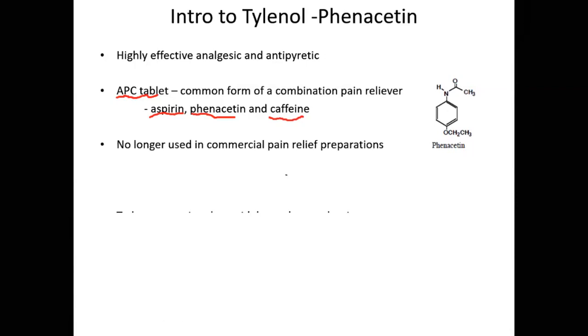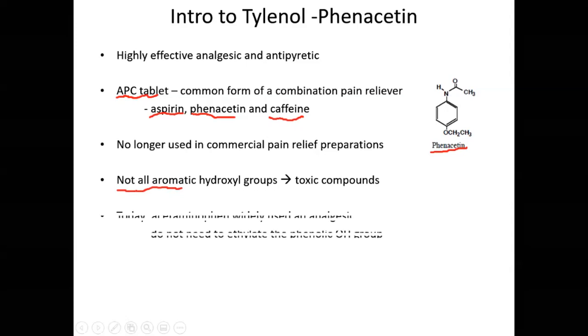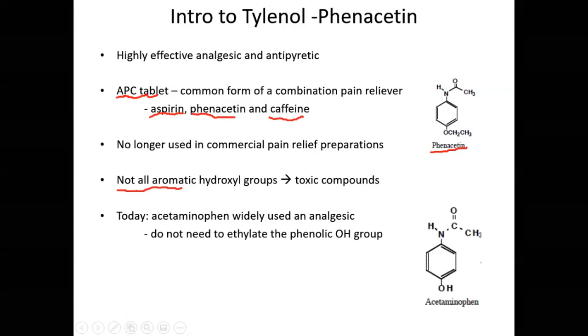Nowadays it's called Excedrin. So if you look at the Excedrin, it has aspirin, acetaminophen, and caffeine. So we no longer use phenacetin as a medicine. What happened is later on they determined that not all phenol groups were toxic. So since not all of them were toxic, they didn't need to ethylate the phenol group on para-aminophenol. So today we just use what's called acetaminophen. All we do is acetylate the amine and leave the phenol alone, because many years later it was determined that phenols, not all of them, were toxic.